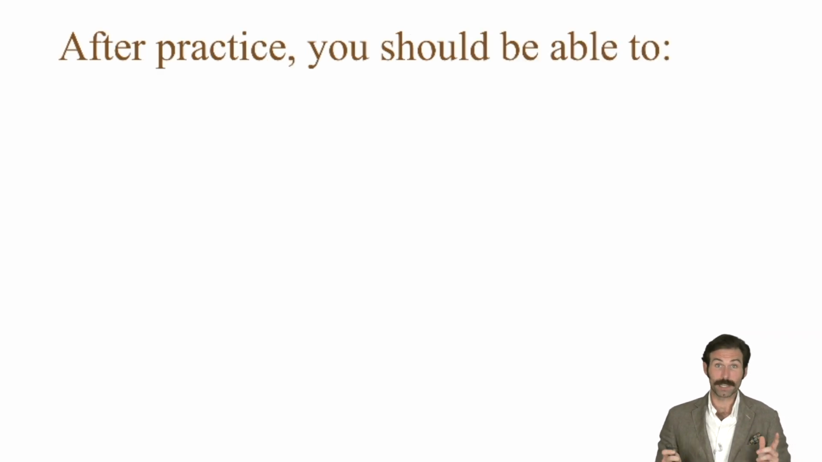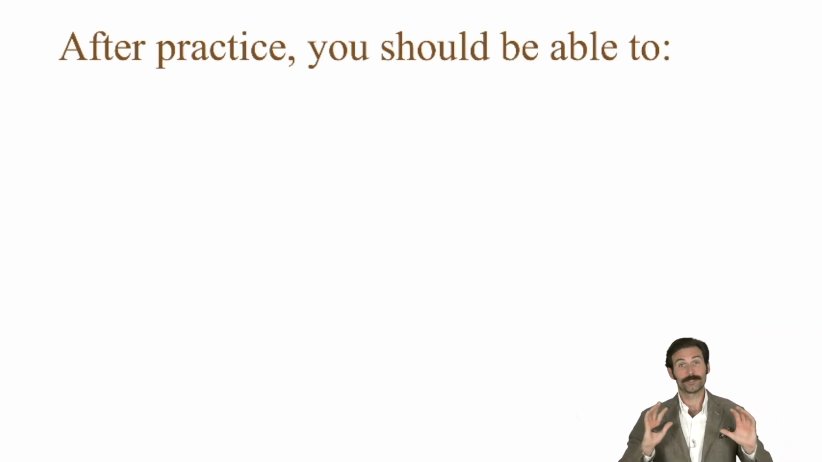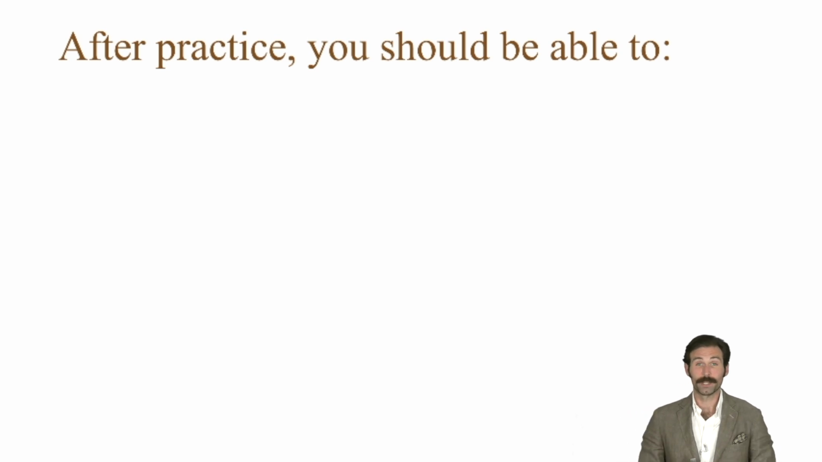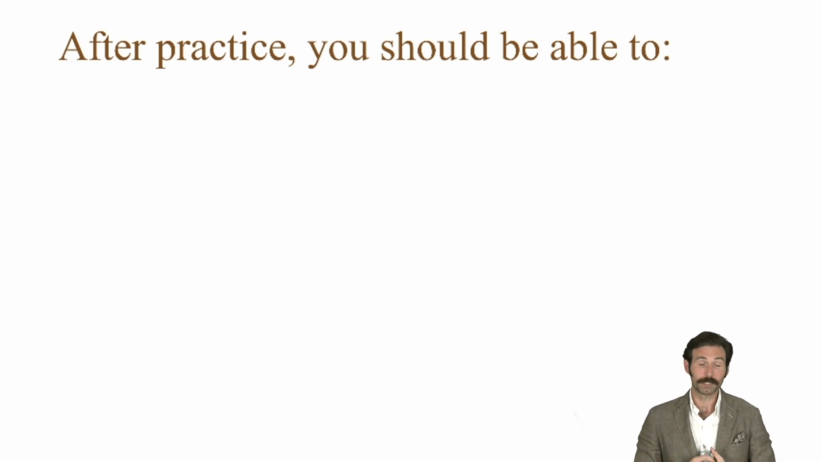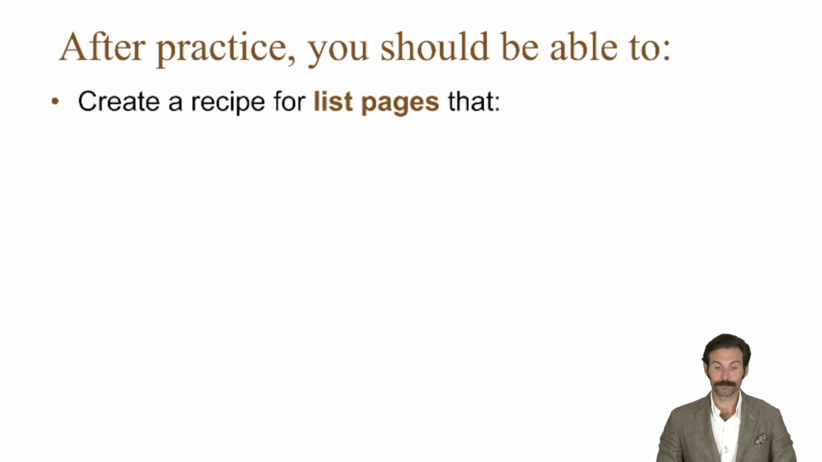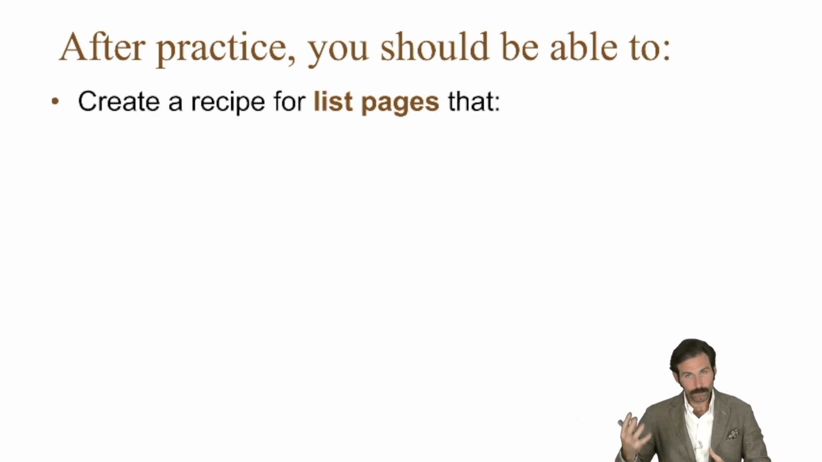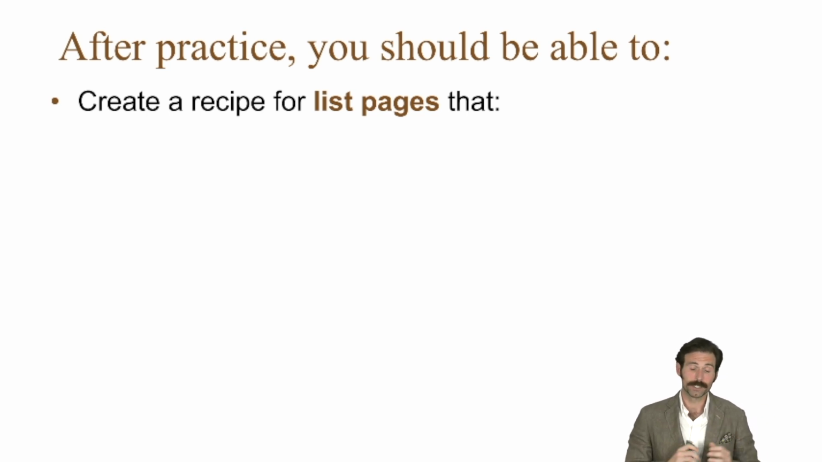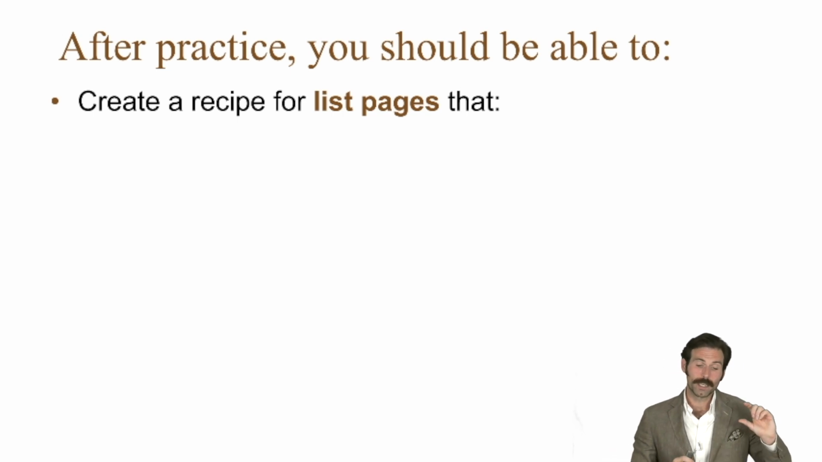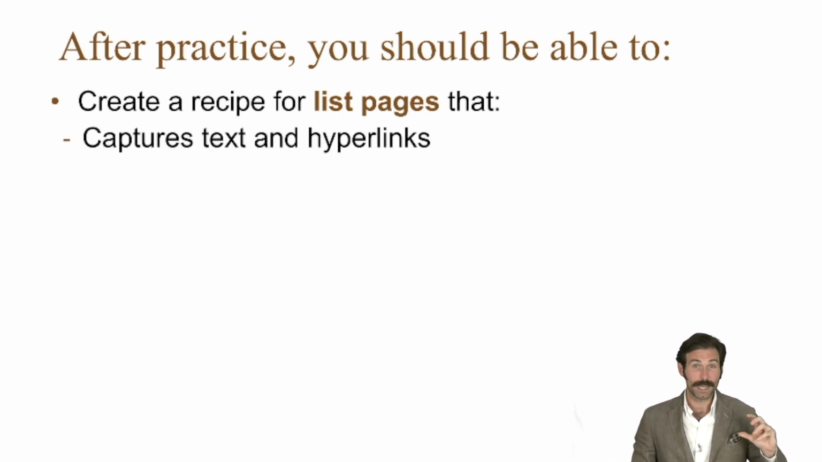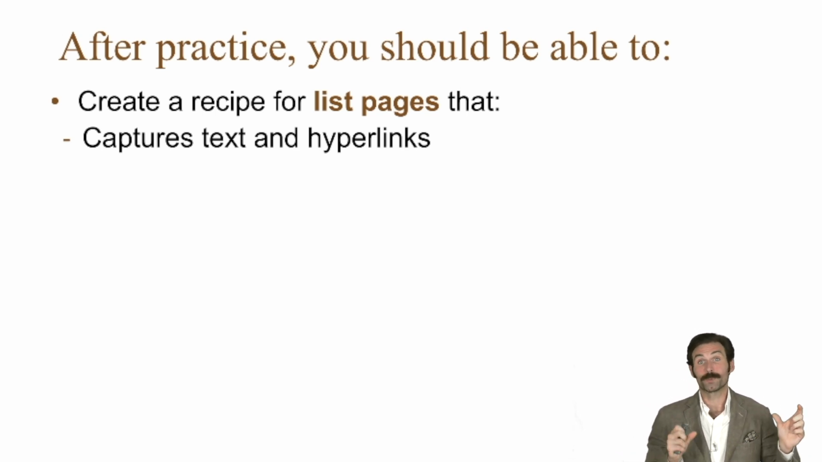Now, after some practice, because you definitely need to go out and just try using Dataminr and creating recipes in order to get better at web scraping. Really, more practice equals a better understanding of how this all works. So after trying that out a few times on your own, maybe going back to the videos and tutorials once you have a better understanding of working with Dataminr, you should be able to create a recipe for list pages that can capture both text and hyperlinks, so the difference between text and attributes.